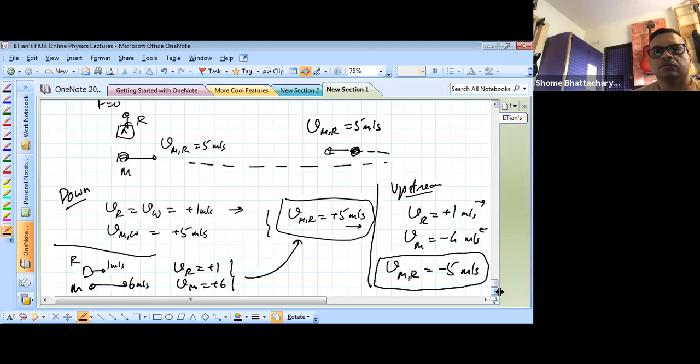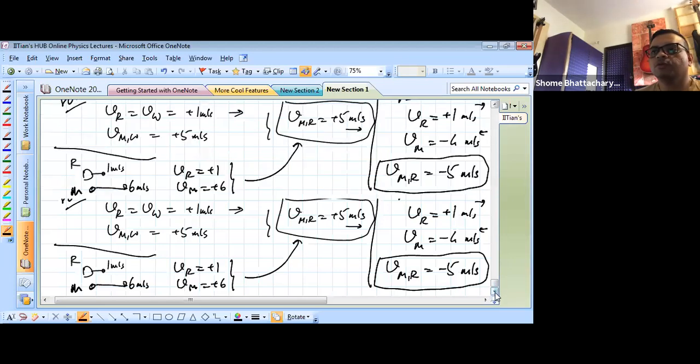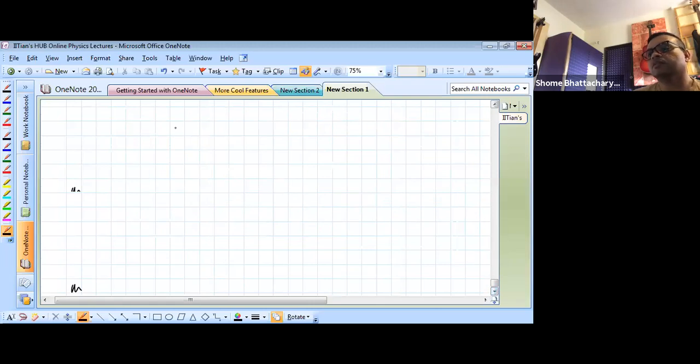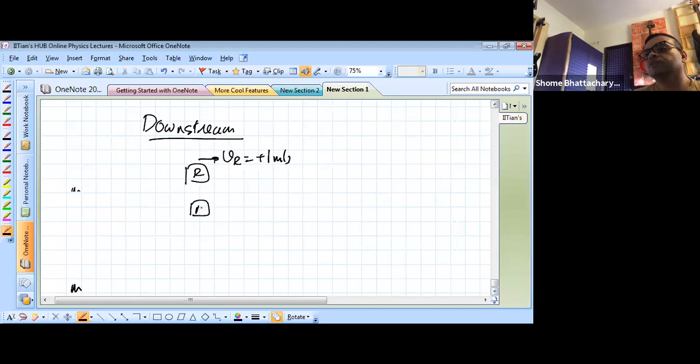See, I'll explain again. In the downstream journey, what is the velocity of the raft? It is equal to plus 1 meter per second. Whereas the speed of the motorboat is plus 6 meters per second. So in the raft's frame, what will be the velocity of the boat? It will be the velocity of the boat minus the velocity of the raft, so it will be plus 5.